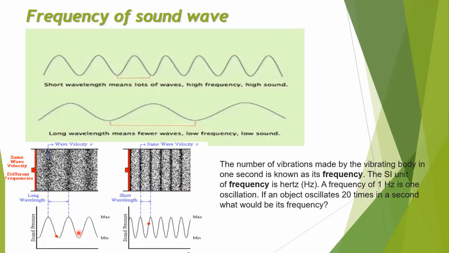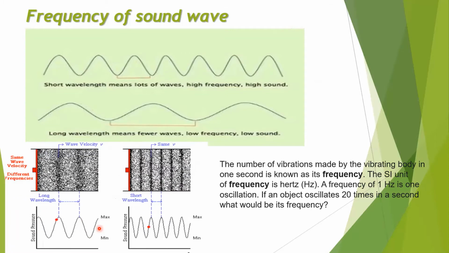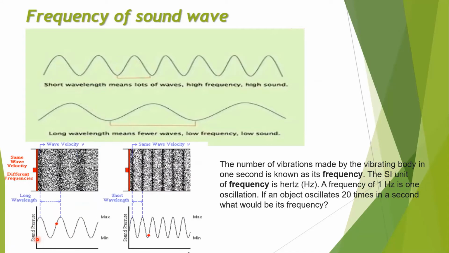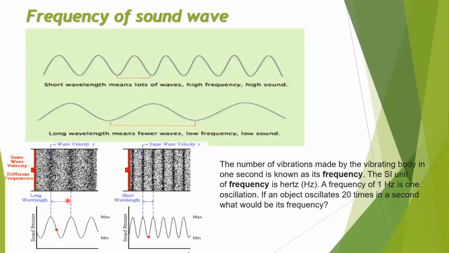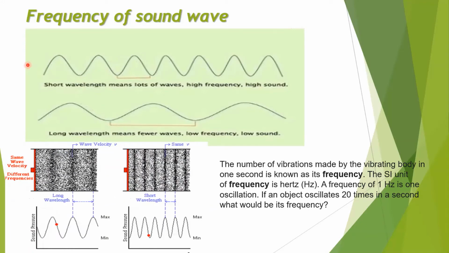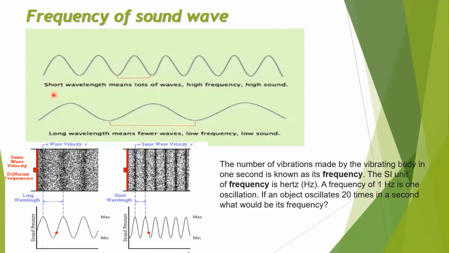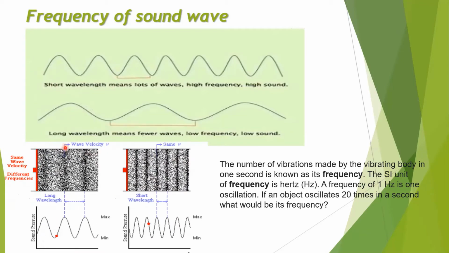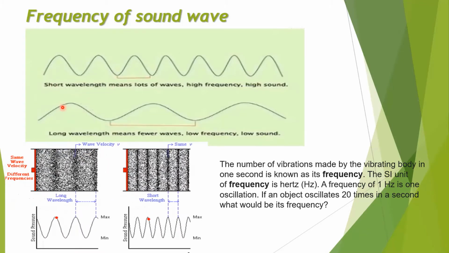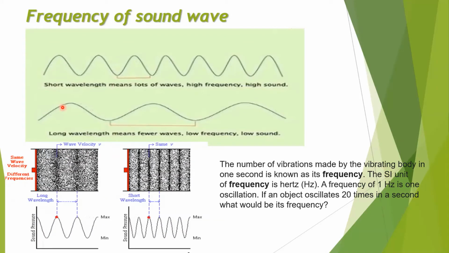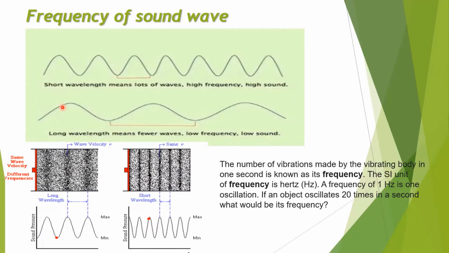Long wavelength, which is this, you can see here, means fewer waves, which produces low frequency and low sound. What is the difference between these two frequencies? The difference between short wavelength and long wavelength frequencies is that in short wavelength, high frequency is produced, and in long wavelength, low frequency is produced.